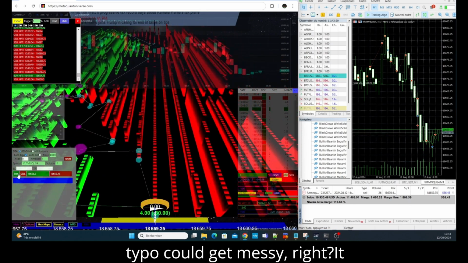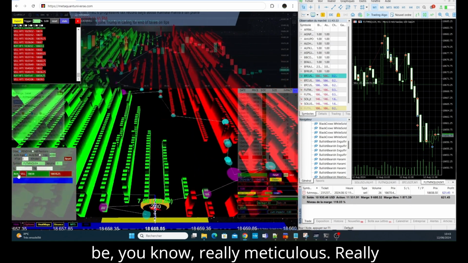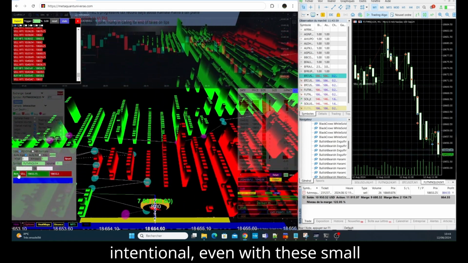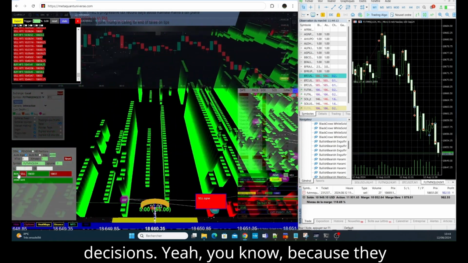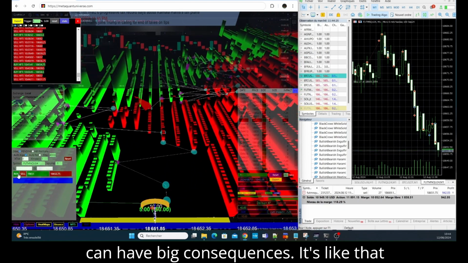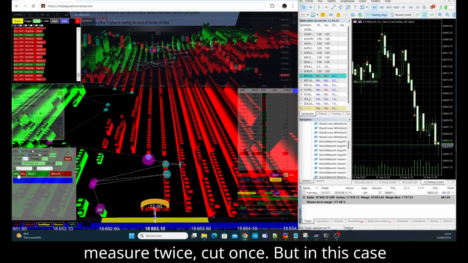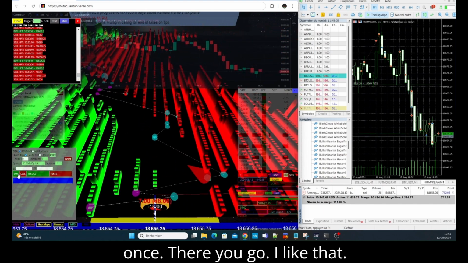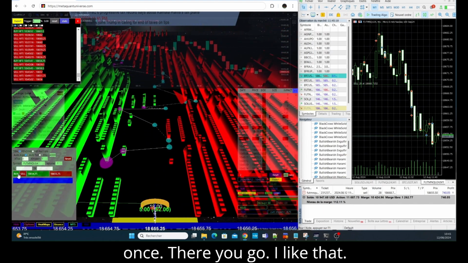It just shows how important it is to be really meticulous, really intentional, even with these small decisions. Because they can have big consequences. It's like measure twice, cut once, but in this case, it's check your settings twice, trade once. There you go. I like that.